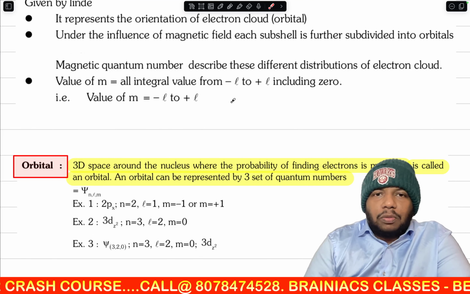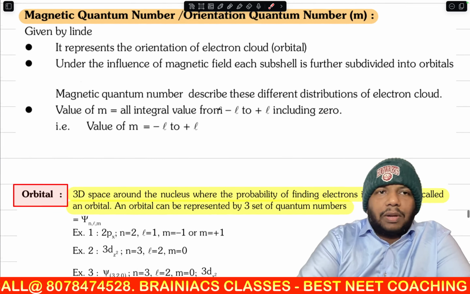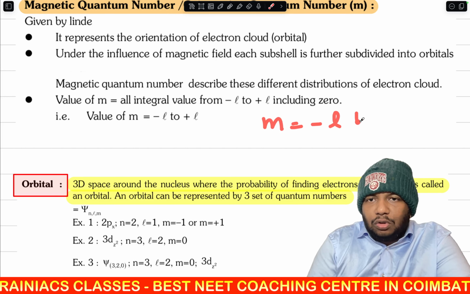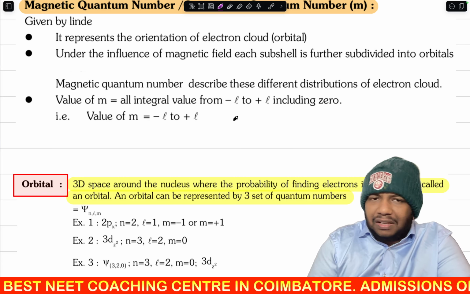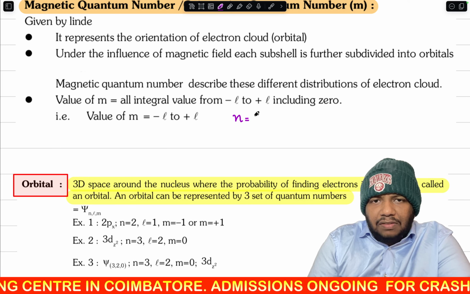Now what are the possible values of M? M is what this magnetic quantum number represents. So M can take values from minus L to plus L. So what does it mean? Students need a little clarity on that. Very simple, sir. Suppose I am starting with a principal quantum number N equal to 2.